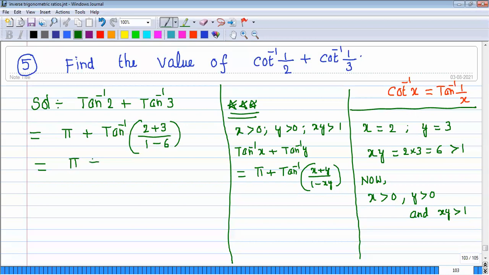Pi plus tan inverse of 5 upon minus 5. That is pi plus tan inverse of -1. Tan inverse minus 1 means minus tan inverse 1. This we can write as pi minus tan inverse 1.